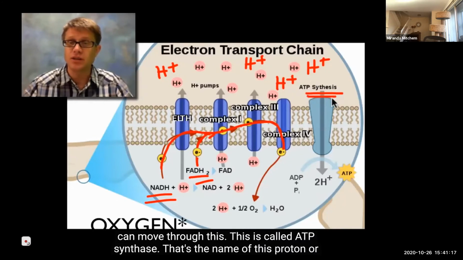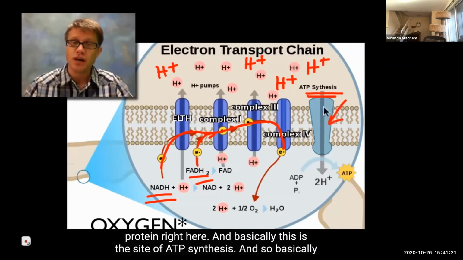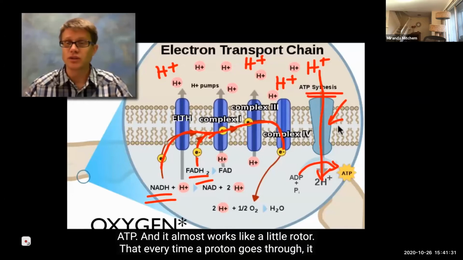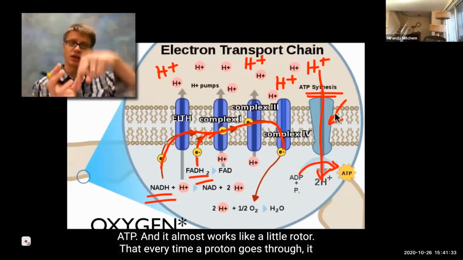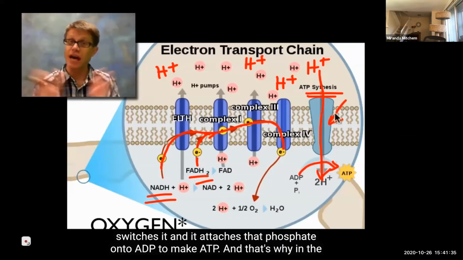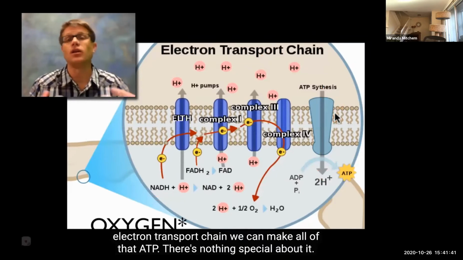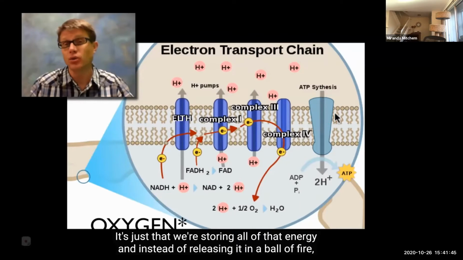This is called ATP synthase. That's the name of this protein right here. And basically, this is the site of ATP synthesis. And so basically, as every proton flows through it, every proton that comes through, we're going to generate ATP. And it almost works like a little rotor that every time a proton goes through, it switches it and it attaches that phosphate onto ADP to make ATP. And that's why in the electron transport chain, we can make all of that ATP. There's nothing special about it. It's just that we're storing all that energy.